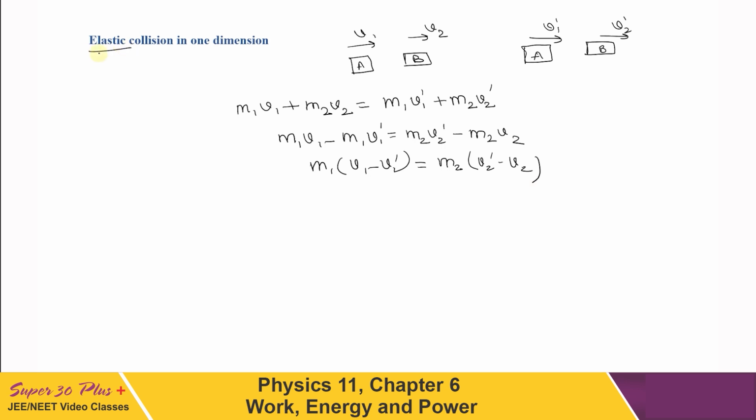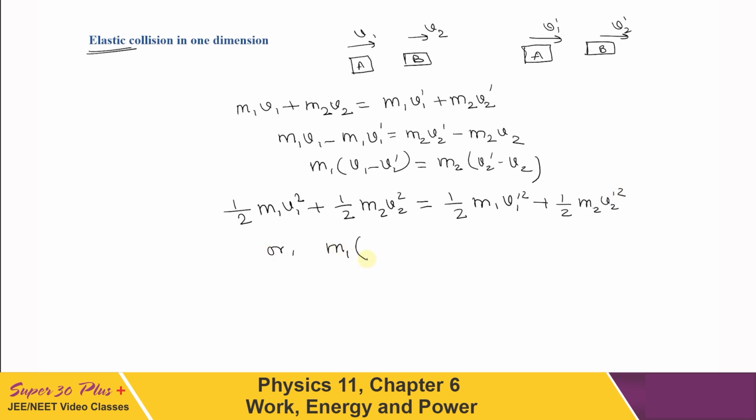Now here we are considering our collision to be fully elastic. So we can write kinetic energy also to be the same before and after collision. That will give half m1 v1 square plus half m2 v2 square equal to half m1 v1 dash square plus half m2 v2 dash square. Or if we take m1 as common, it can be written as m1 times (v1 square minus v1 dash square) equal to m2 times (v2 dash square minus v2 square). Let this be our equation number 2, and the first equation we had got be 1.